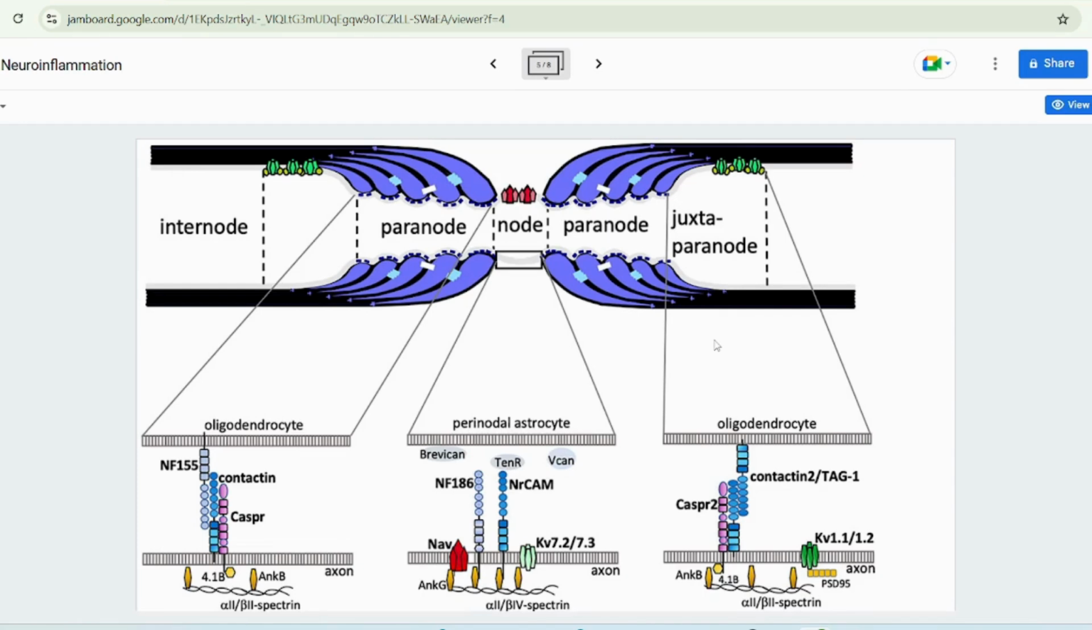Looking more specifically at some of these autoimmune conditions, AMAN, which is a subset of Guillain-Barré syndrome, and an AIDP.